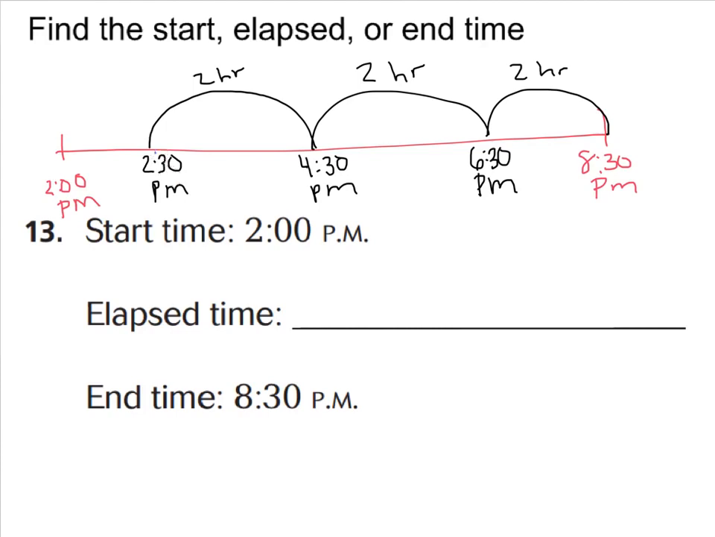Now from 2:30 back to 2 o'clock, or from 2 o'clock to 2:30, that's just a half-hour time. So I'm going to make a little jump right here and call this just 30 minutes, also known as a half of an hour. So let's go ahead and count this up. 2 hours plus 2 hours is 4 hours, plus 2 more would be 6 hours, plus 30 minutes. So the time that passed was 6 hours and 30 minutes.